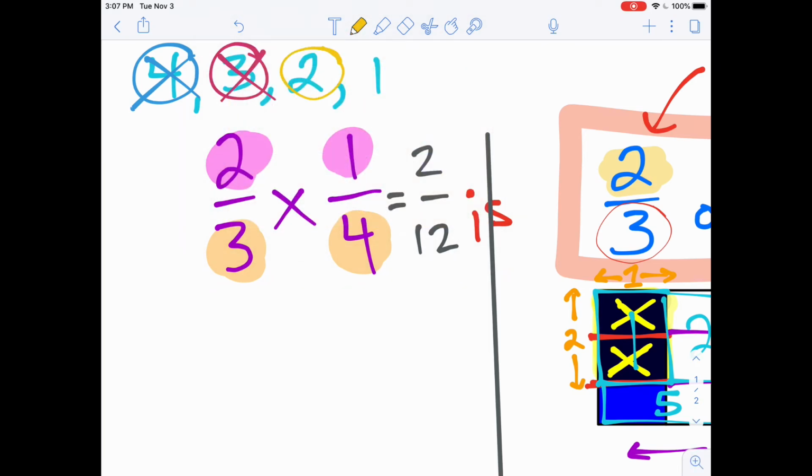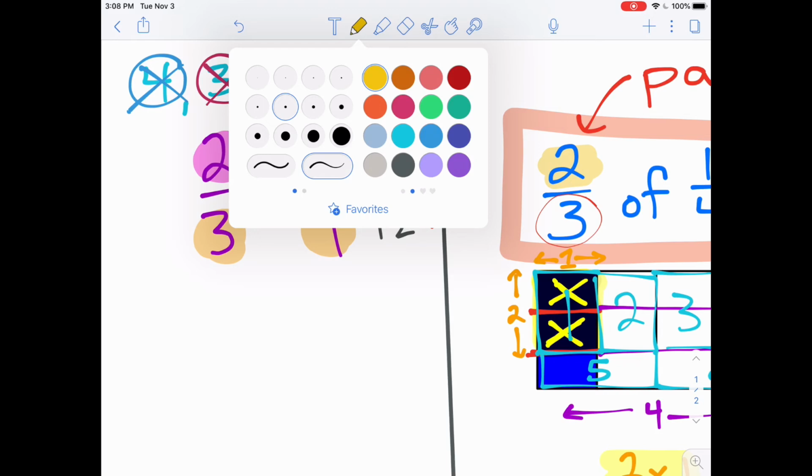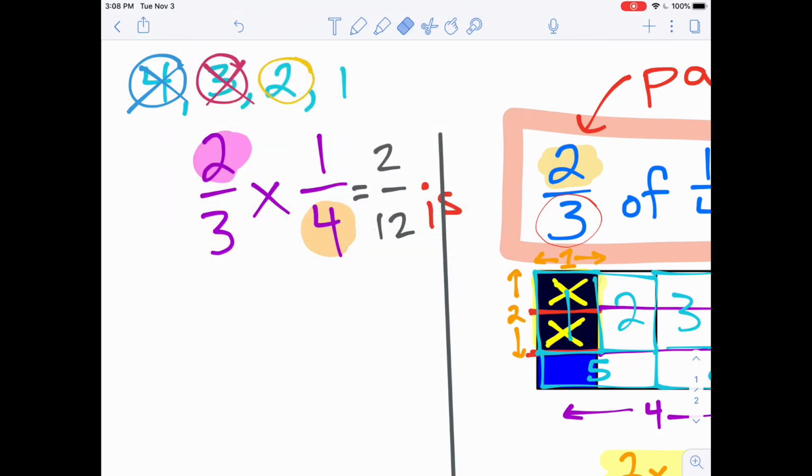Okay? So if I made a list of 2s, 2, 4, 6, 8, 10, do you see a pink number and an orange number that are both in this list? I do. Here's the 4, and here's the 2. All right, so that means that I'm going to rewrite this problem. I'm going to rewrite it using the 2 and the 4, but I'm going to write them as times problems.